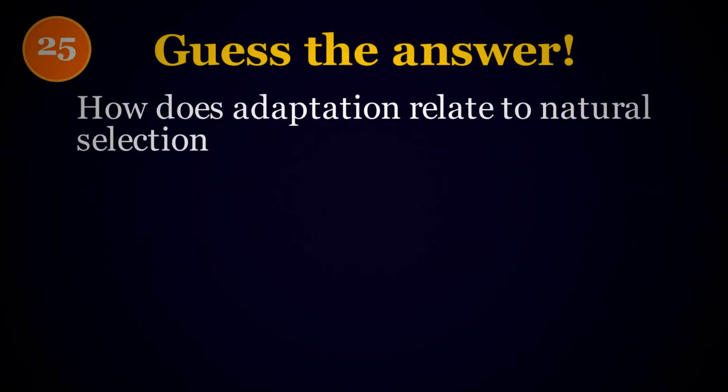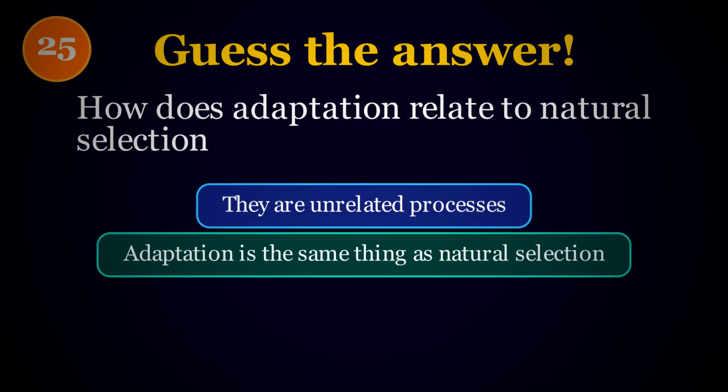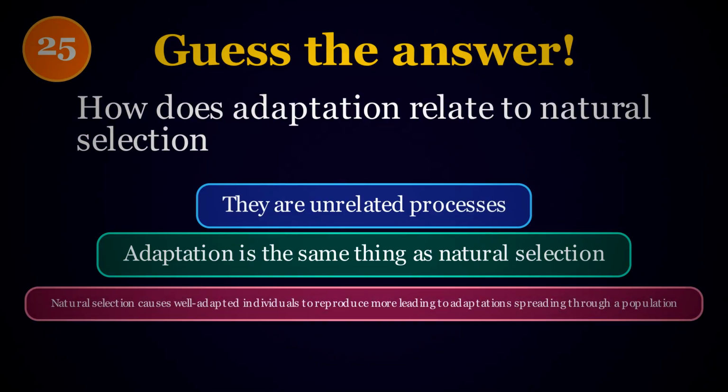How does adaptation relate to natural selection? They are unrelated processes. Adaptation is the same thing as natural selection. Natural selection causes well-adapted individuals to reproduce more, leading to adaptation spreading through a population.